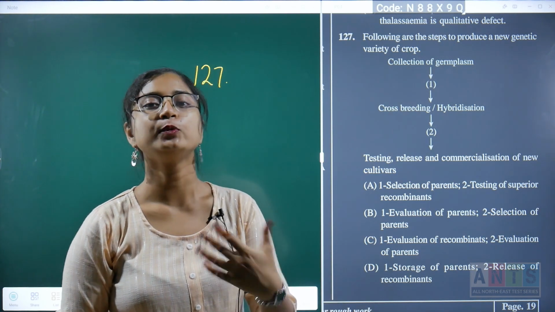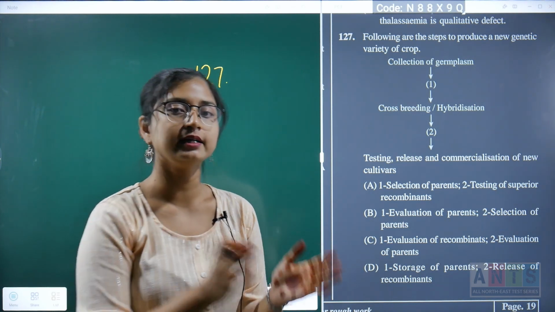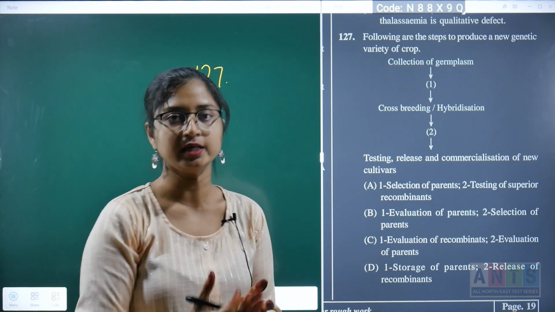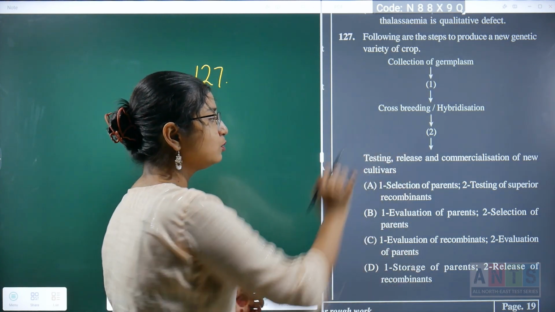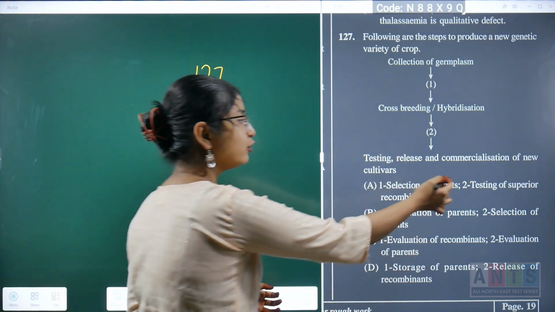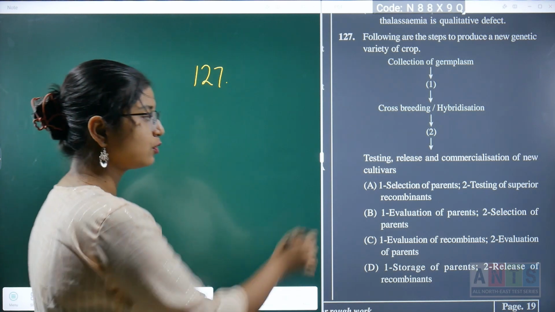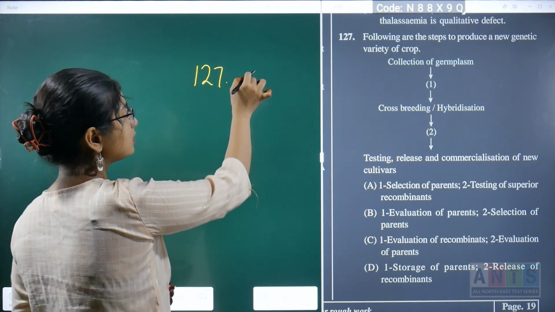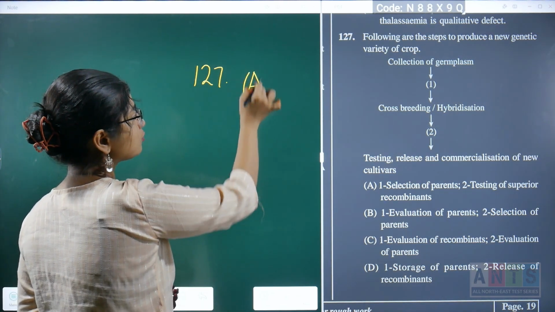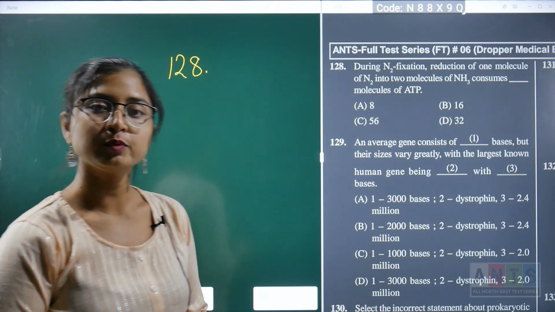Are they up to the mark or not? Do they contain whatever desirable qualities were needed? So going by that, number 2, what should it be? Testing of superior recombinants. So going by that, question number 127, the correct answer is option A.